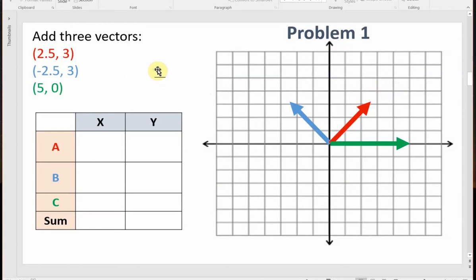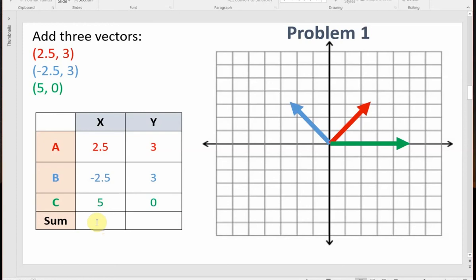So if I were to do this with math instead of with pictures, what would we get? The way that you add any vector is to make a table of the x and y components. I made another video about this if you want to check on that. This is a pretty easy problem since we've already been given the x and y components of everything, so we can fill these in. My red vector has an x of 2.5 and a y of 3, and so on and so forth.